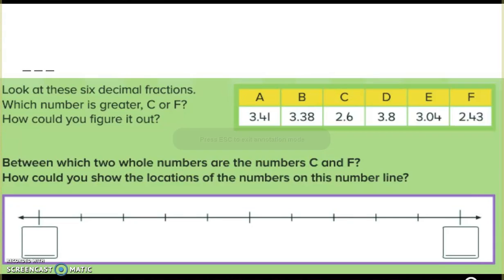One thing that is really important when we are working with mixed numbers and number lines is that we know what numbers to place on our number line. So if we're looking at the numbers C and F again, let's look at what our whole numbers could be at the beginning and the end of our number line. Looking at C and F, I know that these numbers have to be between the number 2 and the number 3. The reason is that the whole number is 2, and all of these decimal fractions are less than 1 whole.